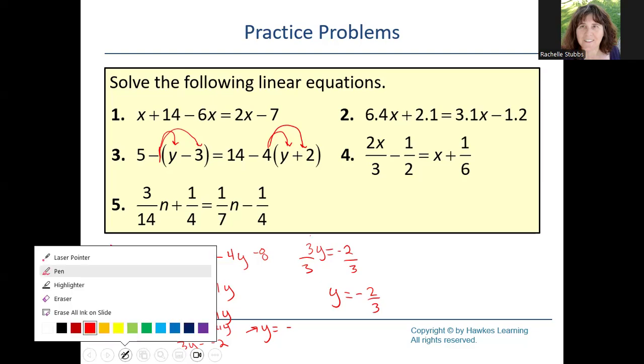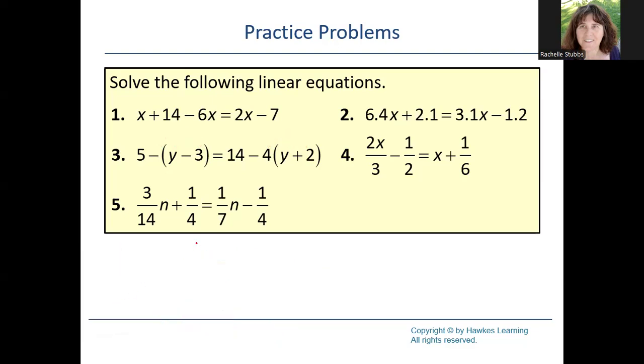Okay, let's look at the next one. Oh, I've got 14, 4, 7, and 4. And I've got a number that they all three go into, and I know that happens to be 28. So I'm going to go 28 times 3/14 times n plus 1/4 equals 28 times 1/7n minus 1/4.